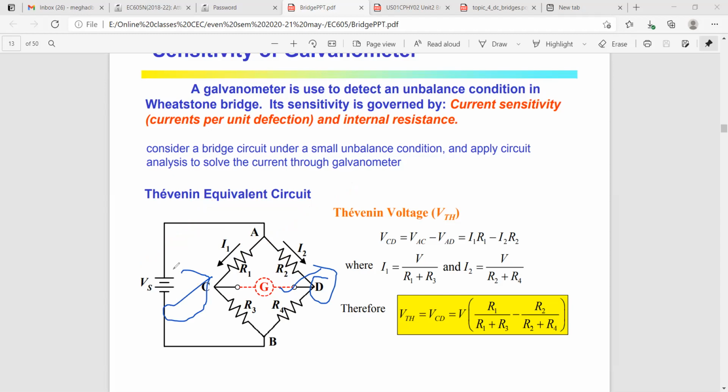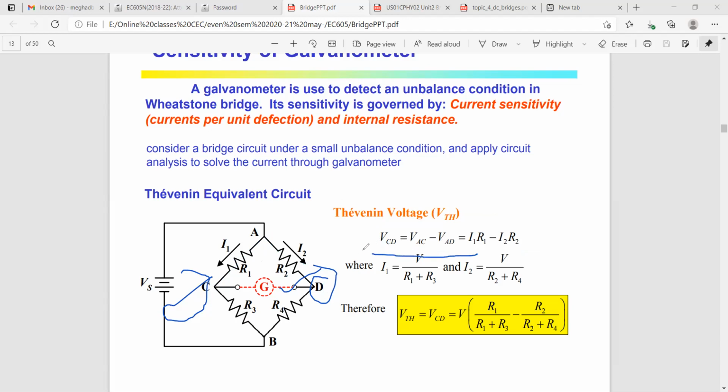Then if I write this equation, VCD equal to VAC minus VAD. Can I write this equation? VCD is equal to VAC, that is this arm, minus VAD, this arm. So you can take any of the two. I'm taking the arm opposite to the galvanometer, because I need this particular line for VCD. So I will subtract the value of VAD from VAC.